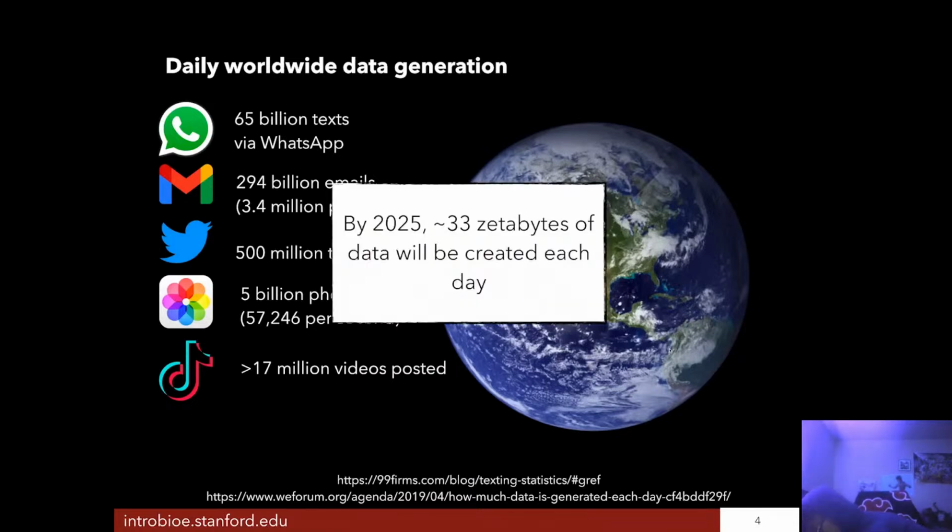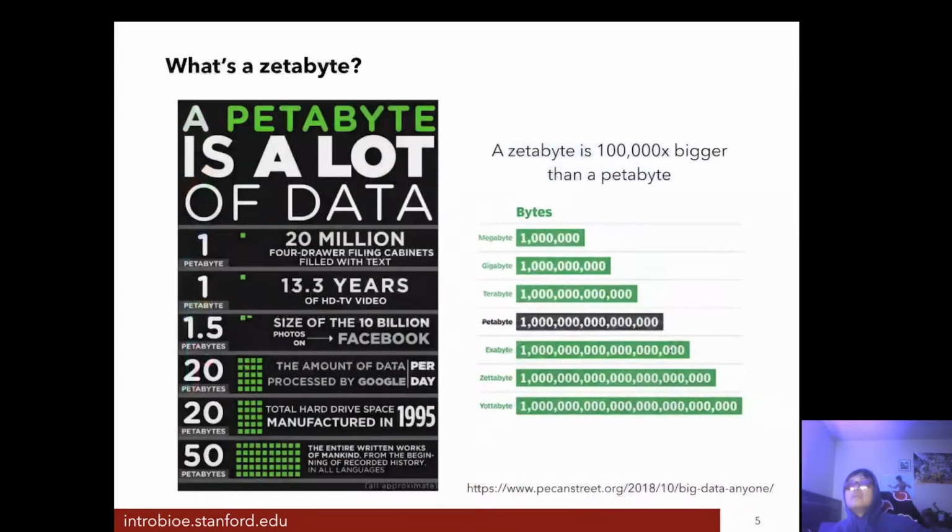In 2025, it's predicted that we're going to be generating 33 zettabytes of data each day. And a zettabyte is an insane amount of information. Just for reference, today we usually talk about petabytes of data. And a petabyte of data is a lot of data. It's the equivalent of 20 million filing cabinets completely filled with text, right? If you were to write really densely on a piece of paper, and do that over and over and over again until you've filled 20 million 4-drawer filing cabinets.